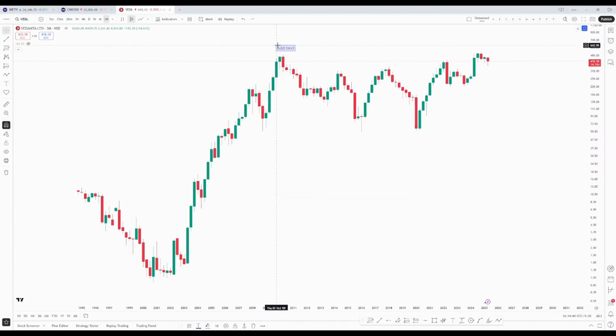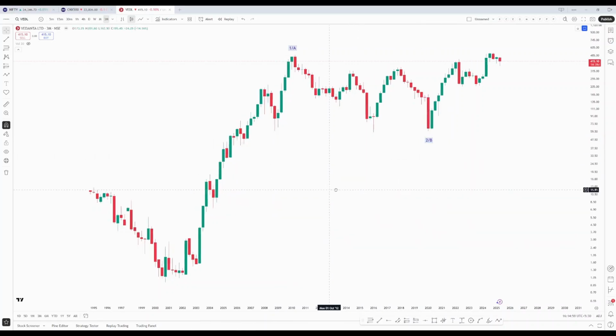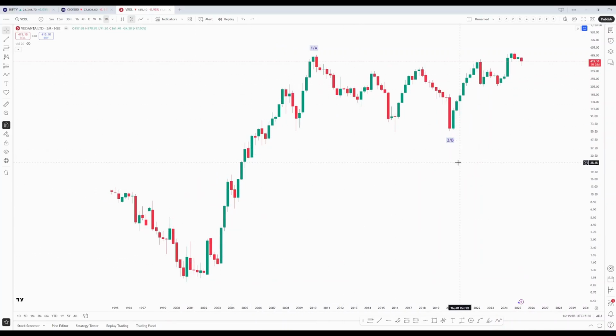I will mark it as 1 or A. And similarly, I will mark this point as 2 or B. Make sense? So now that we have some high level counts in place, 1, 2, 3 or A, B, C, we know 3 or C is going on. But before we get into that, we just try to sort out that these counts are correct. I mean, these look correct.